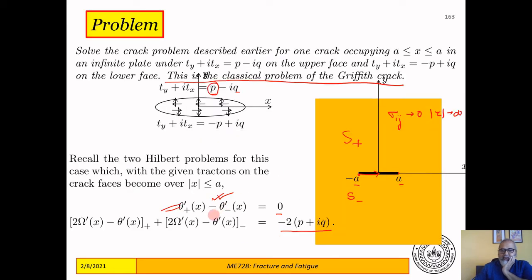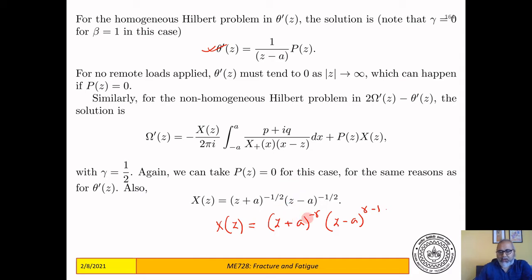It turns out to be 0 because of this quantity beta. Remember in the Hilbert problem you have phi plus(t) minus beta phi minus(t) equal to 0. This beta in this case is equal to 1, which implies that gamma is equal to 0. So for the first Hilbert problem, gamma is equal to 0, this becomes 1, and you get the Plemelj function X(z) equal to z minus a. That is what you have got, and here is the unknown polynomial.